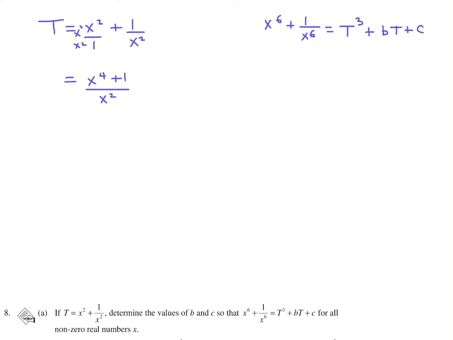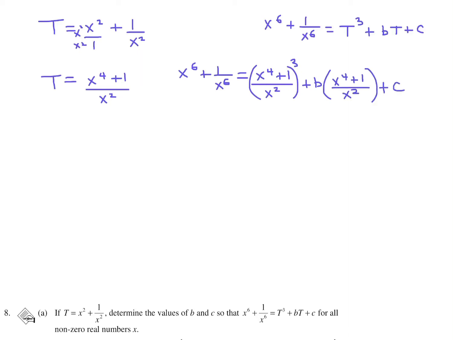Okay, now let's substitute t into this equation right here. So I have x to the power of 6 plus 1 over x to the power of 6 is equal to x to the power of 4 plus 1 over x squared, all to the power of 3. And then I've got b, and then in brackets x to the power of 4 plus 1 over x squared, plus c. So now I have to expand this equation. Let's do that. Going to need a lot of space here.